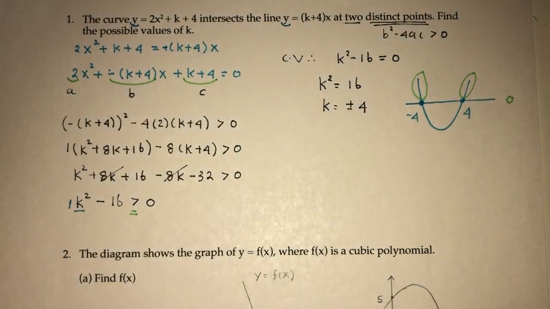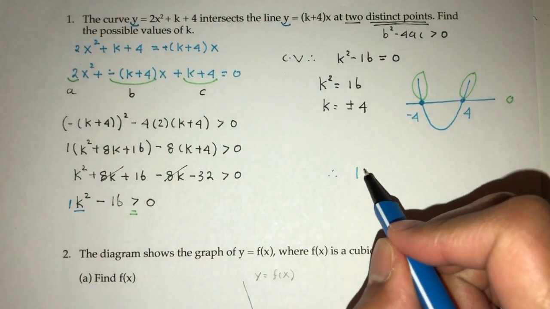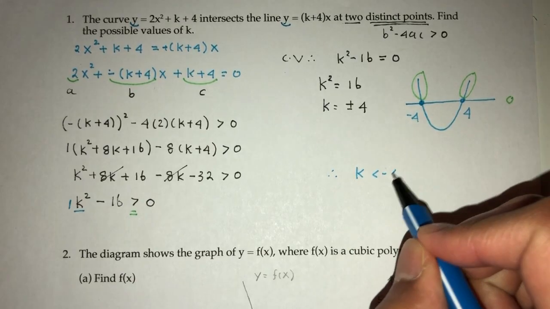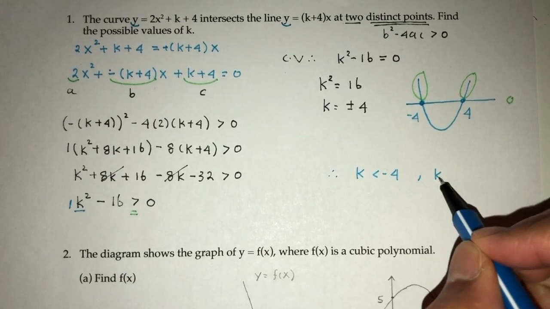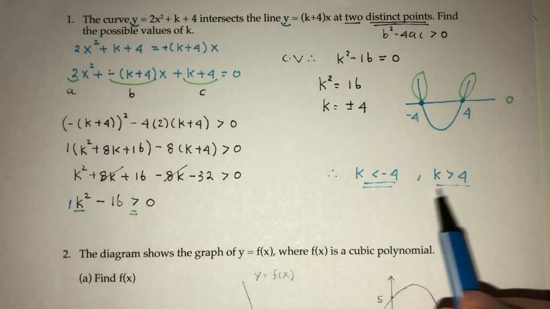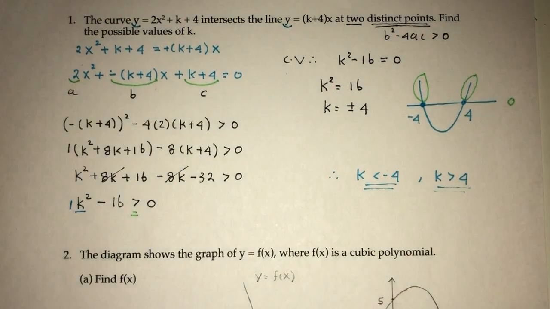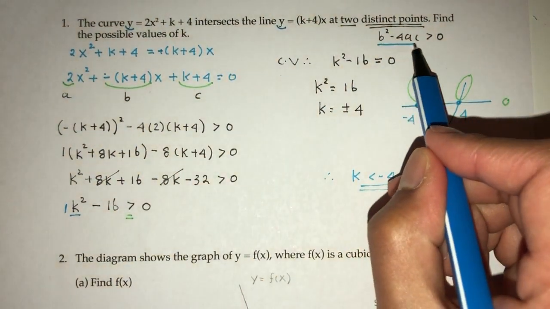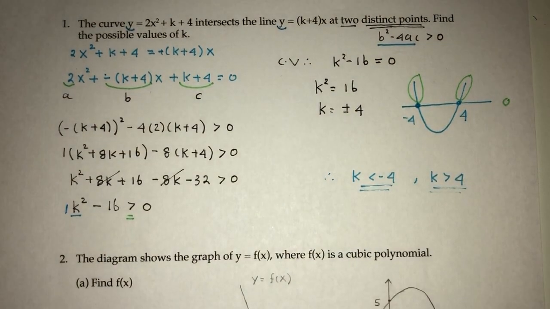So your answer will be k has to be less than minus 4, and k has to be more than 4. So there will be your set of values of k for which that is true. The main point here, you have to use this and then solve. You will have this as your answer. That is question number 1.